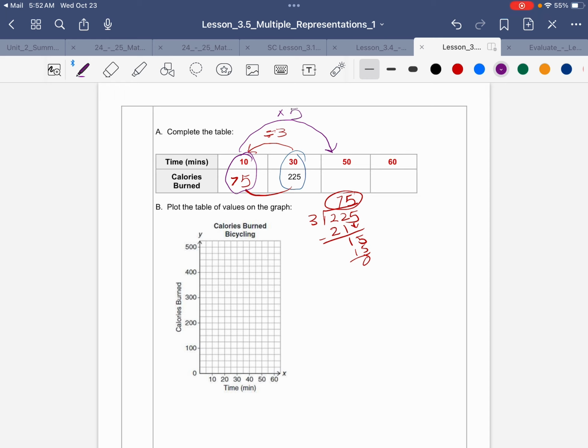So 75 times 5, 25 here, 35, 36, 37. So this would be 375.